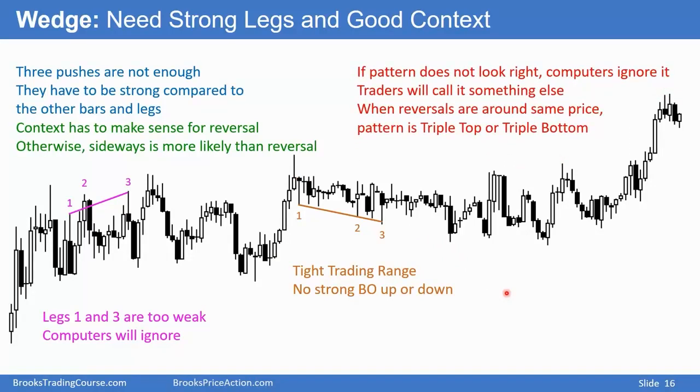If a pattern does not look right, computers will ignore it, and you should ignore it as well. In general, traders will call it something else. For example, if the reversals are all around the same price, traders will call it a triple top or a triple bottom instead of a wedge. If the context is good and if the legs are strong, it's still tradable.